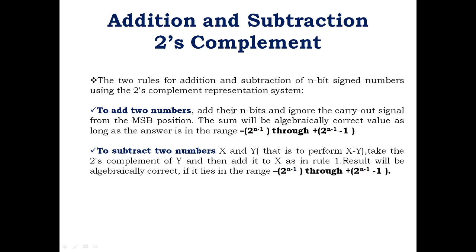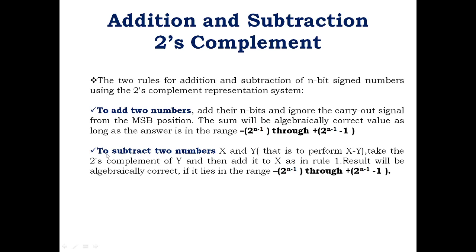The sum value should be within this range. The result we get after the addition should be within this range. If it is out of this range, then we call that condition an arithmetic overflow, which we will be discussing in detail in coming slides.